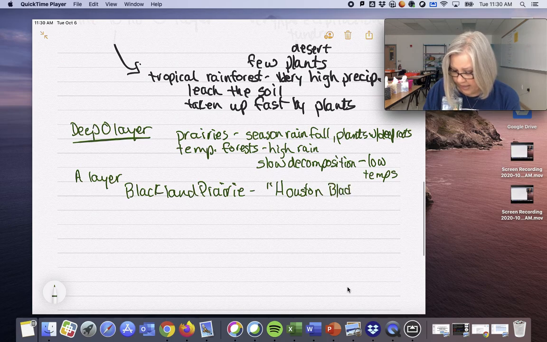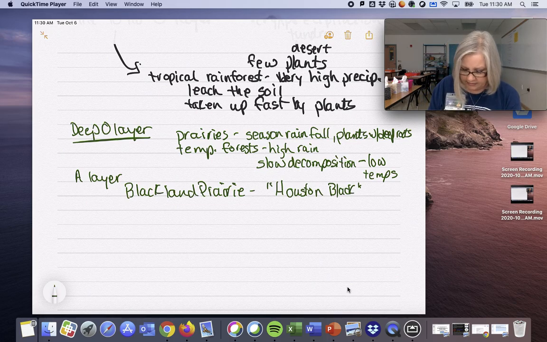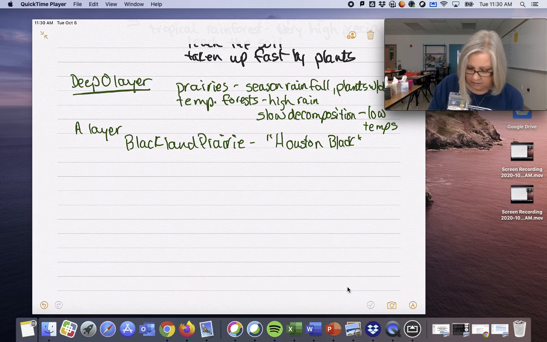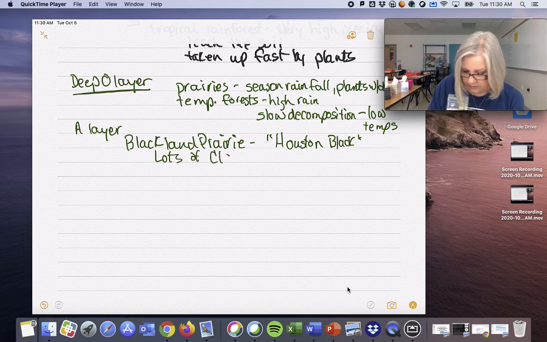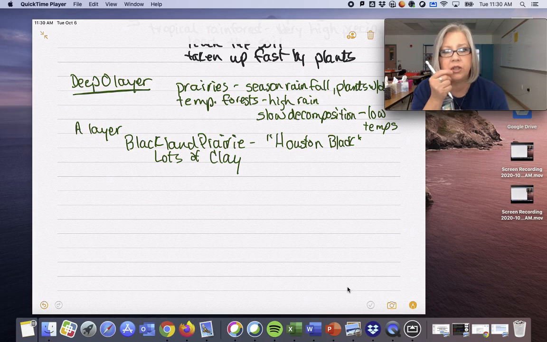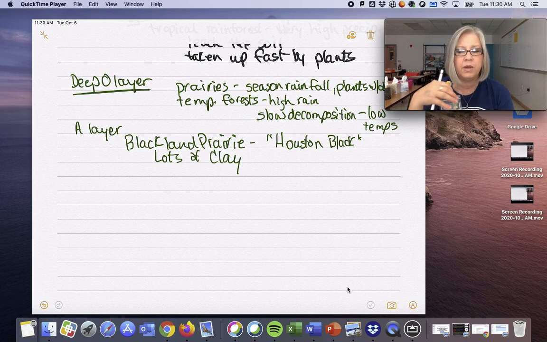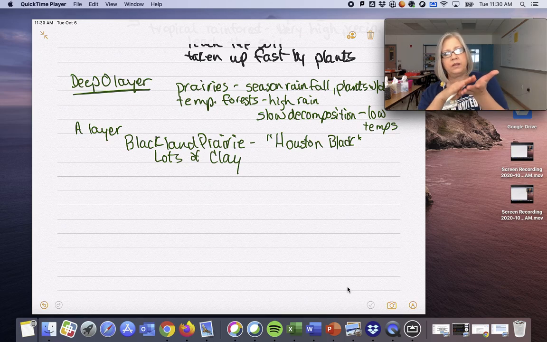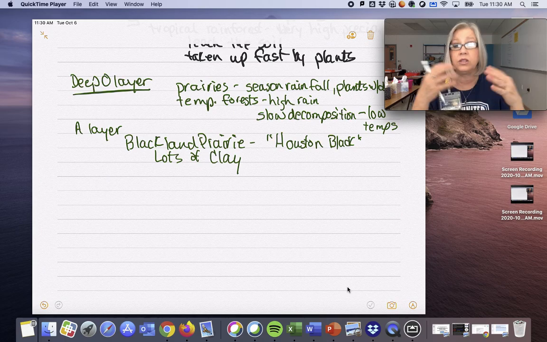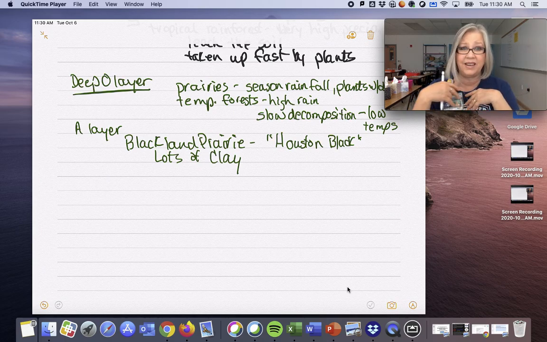Now, Houston Black has a high muck. In other words, it is lots of clay. The clay percentage here is extremely high. And the reason is because of the foundation over time of the breakdown of those organics has just formed this really, really high layer of clay. Also, remember the parent rock has a lot to do with that as well.